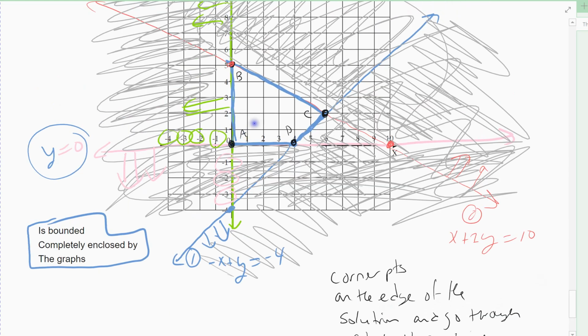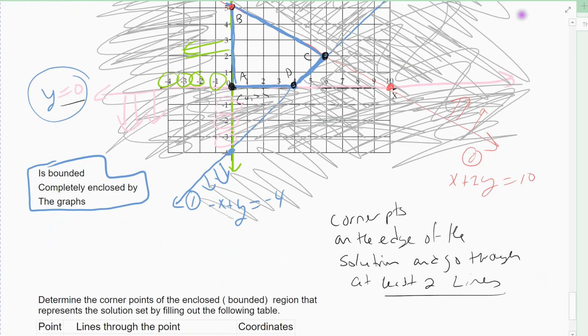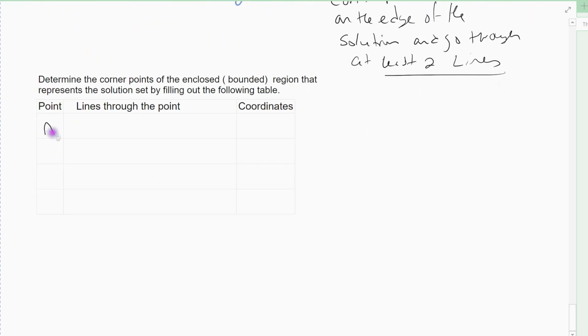All right, so the first one here, A, that's 0, 0, right? A is 0, 0. It goes through the pink line, which is y equals 0, and the green line, which is x equals 0. All right, so A goes through the line x equals 0 and y equals 0, right? It's the coordinate 0, 0.